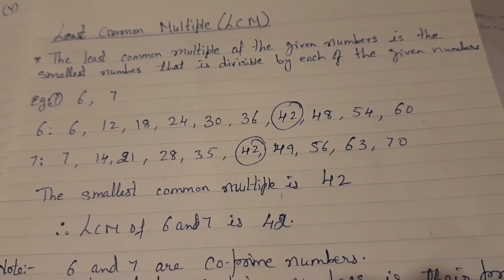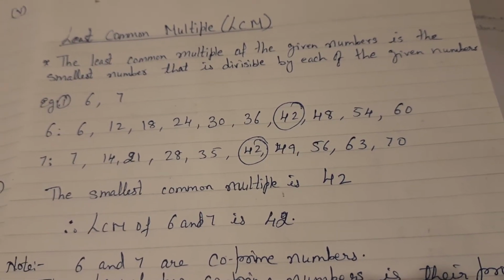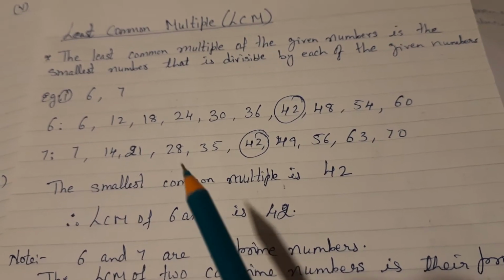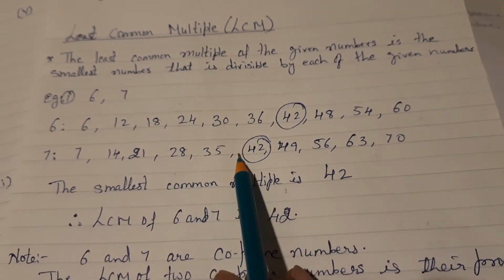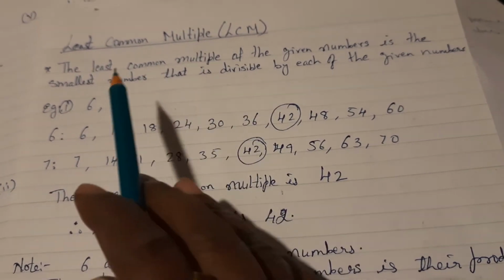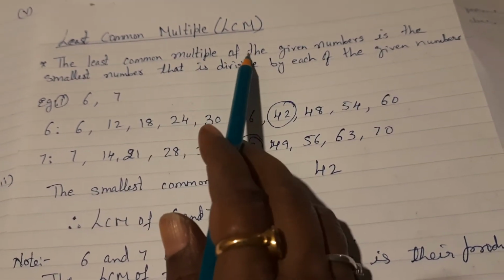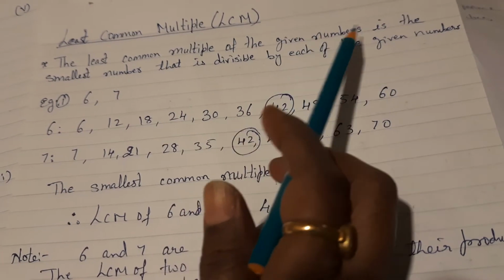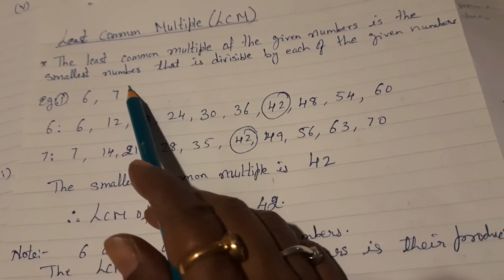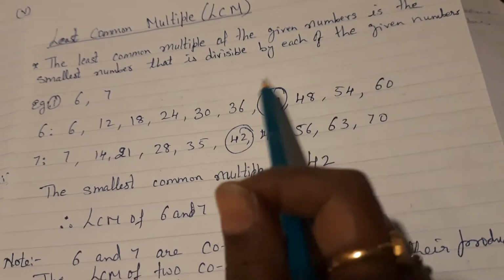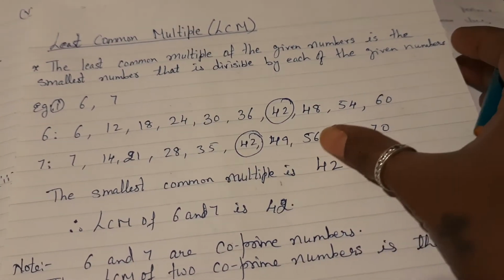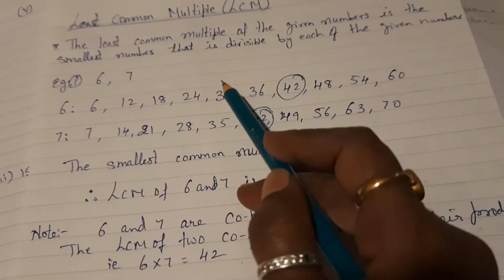We had already done sums on least common multiple, but this method, I had showed you a prime factor method. This is a multiple method which I happen to skip. So here we go. Least common multiple, LCM, of the given numbers is the smallest number that is divisible by each of the given numbers. HCF is highest common factor and LCM is least common multiple.